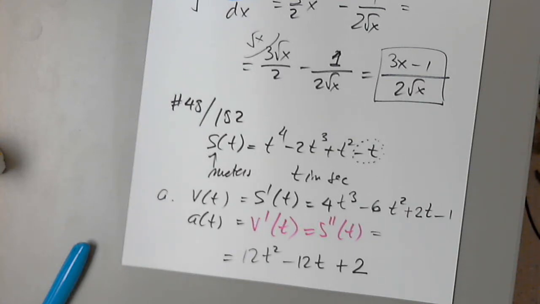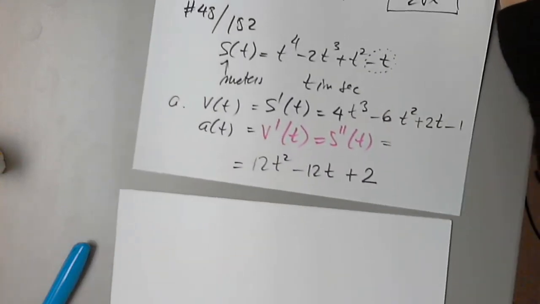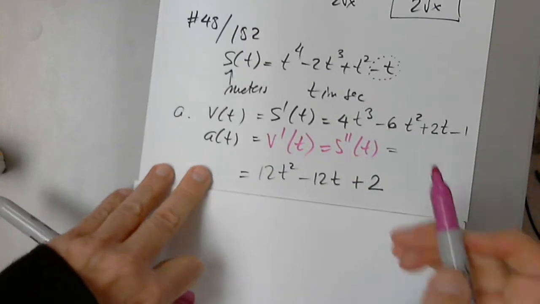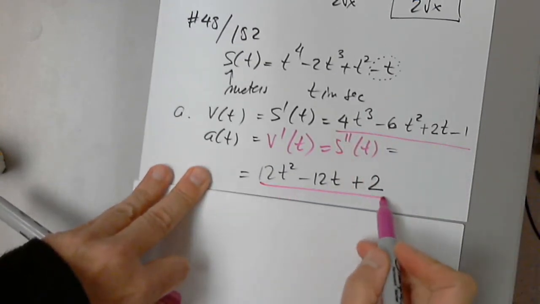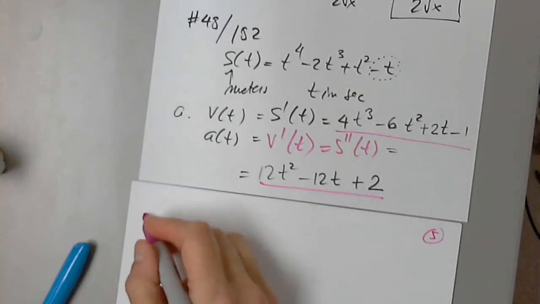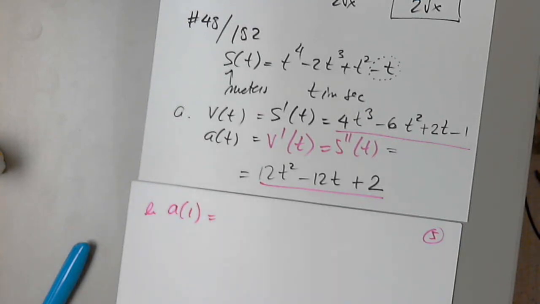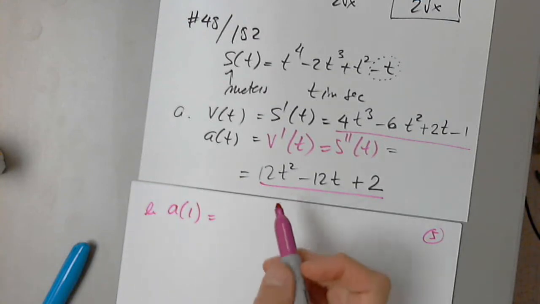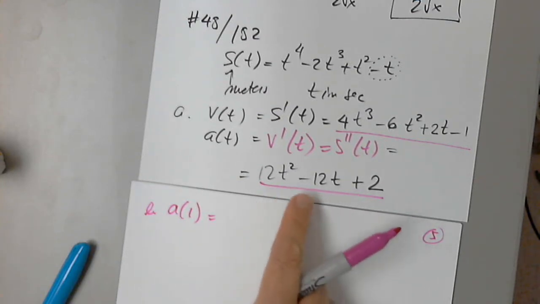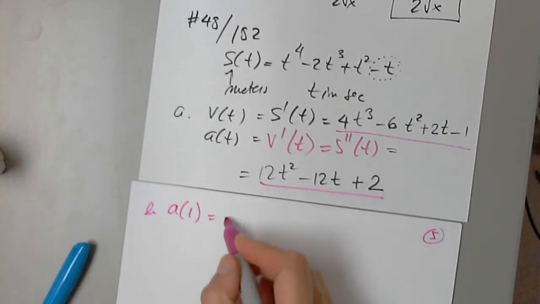Part B. Find the acceleration after 1 second. So we're asked to determine the two functions, and we did. We found the velocity function, and we found the acceleration function. In part B, they want us to determine the acceleration at 1. What do I do? Plug in 1, so this is 12 minus 12, which is 0, plus 2. So this is 2.